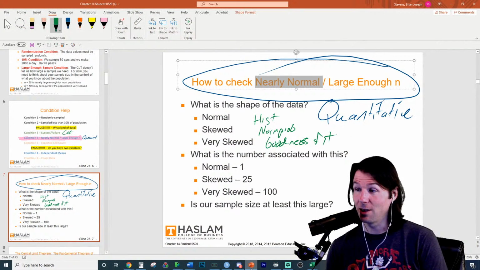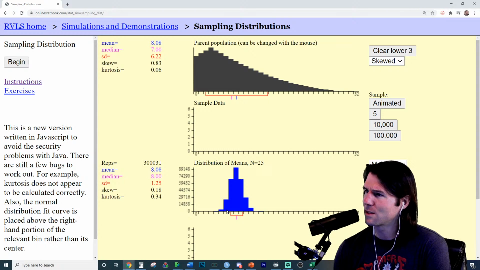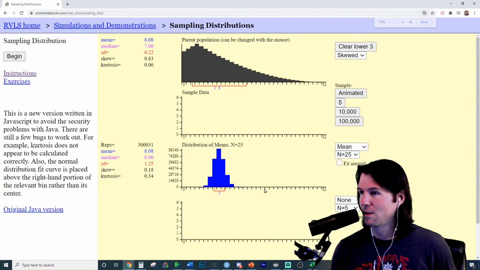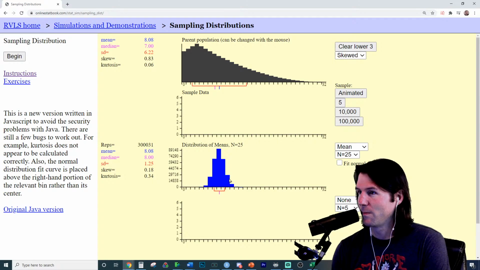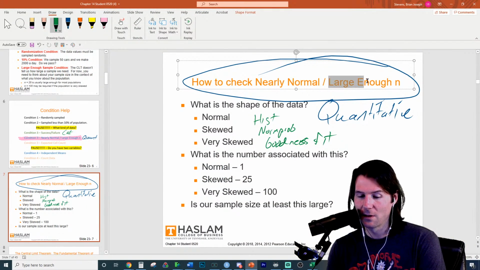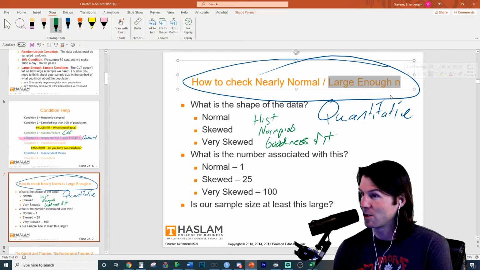And that's the name of the condition. That kind of looks this. It kind of looks nearly normal. And why does it look nearly normal? Because we had a large enough n.